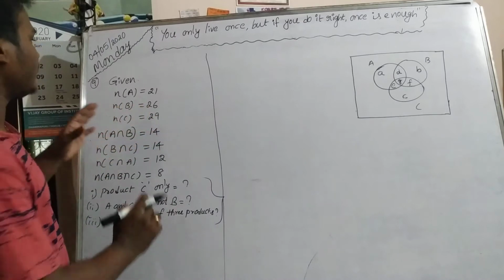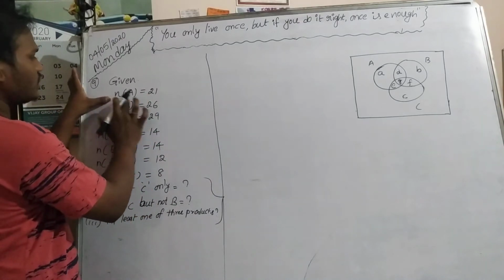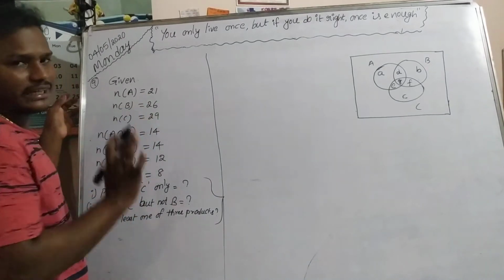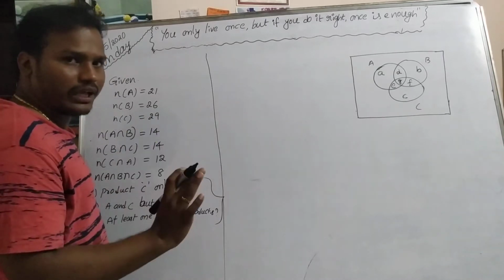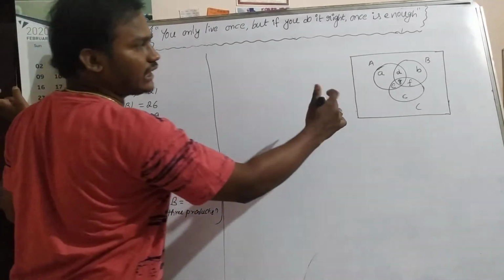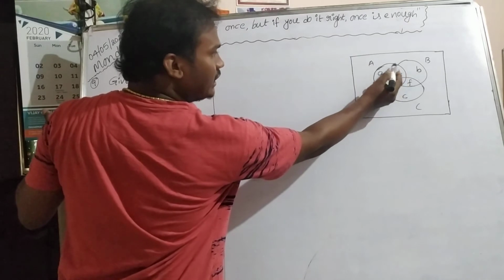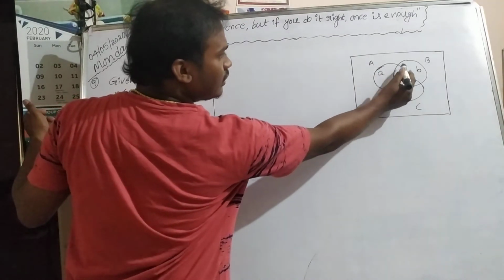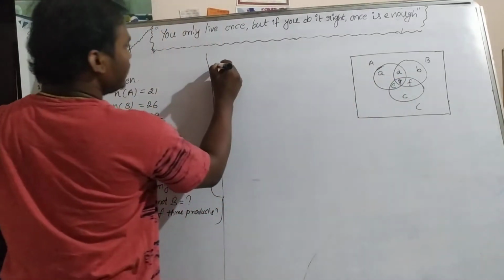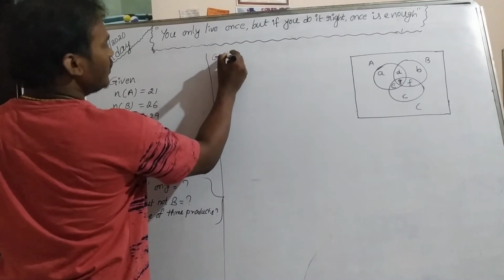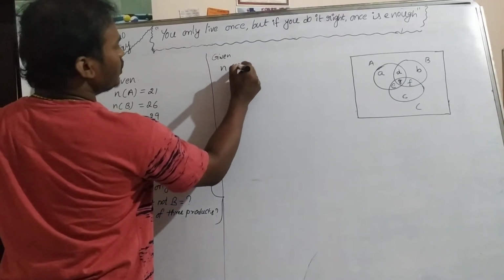Okay, the first thing is N of A. N of A means what? The people who like product A. Not exactly who like. In the product A, who are there? Can you see? In the product A, these people all like product A. That means A plus given. Okay, N of A is equal to 21.